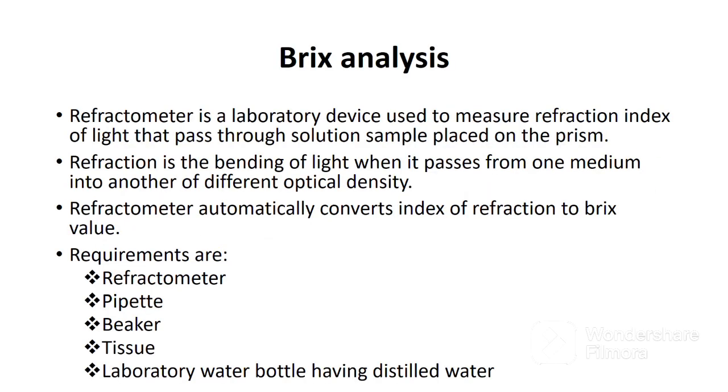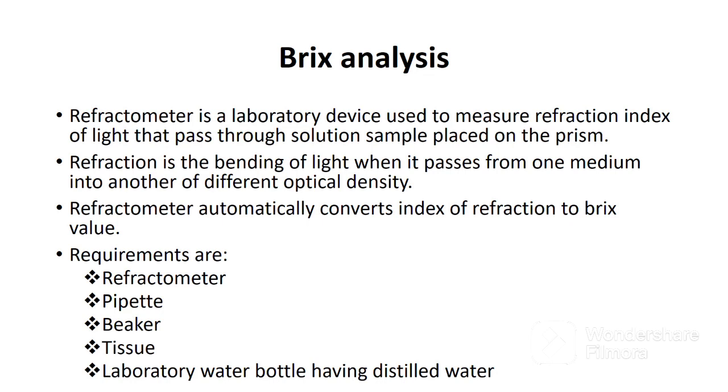The next analysis is Brix analysis. I said earlier that the Brix of juices is determined by a refractometer. A refractometer is a laboratory device used to measure the refractive index of light that passes through a solution sample placed on the prism. Refraction is the bending of light when it passes from one medium into another of different optical density. For our case, light passes from air to the liquid solution on the prism. The refractometer automatically converts the index of refraction to a Brix value.